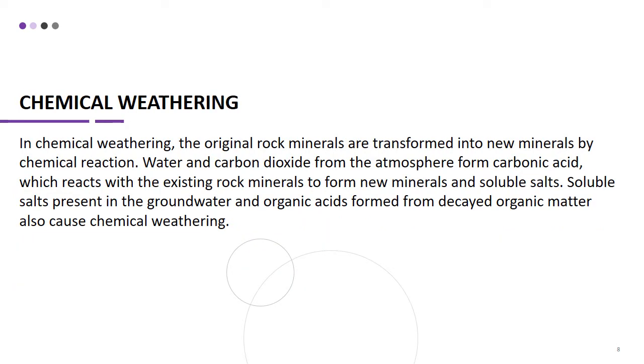Another type of weathering is chemical weathering. In chemical weathering, the original rock minerals are transformed into new minerals by chemical reaction. Water and carbon dioxide from the atmosphere form carbonic acid, which reacts with existing rock minerals to form new minerals and soluble salts. Soluble salts present in the groundwater and organic acids formed from decayed organic matter also cause chemical weathering.